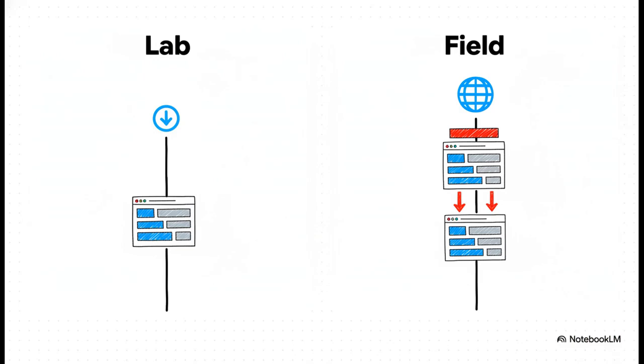And just like with LCP, there's a massive disconnect here. Lab tools just take a quick snapshot during the initial page load. But CLS is a problem for the entire life of the page. Your field data, on the other hand, records the whole movie. It catches the cookie banner that pops in, the ad slot that resizes itself, the dynamic content injected after a user clicks something. For CLS, let me be clear, field data is non-negotiable.